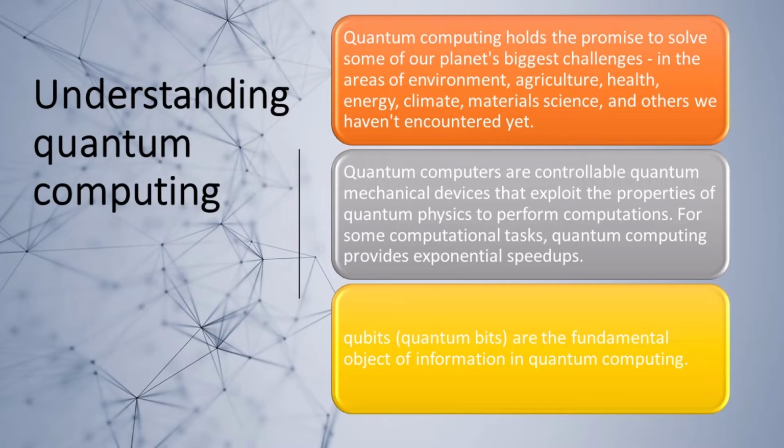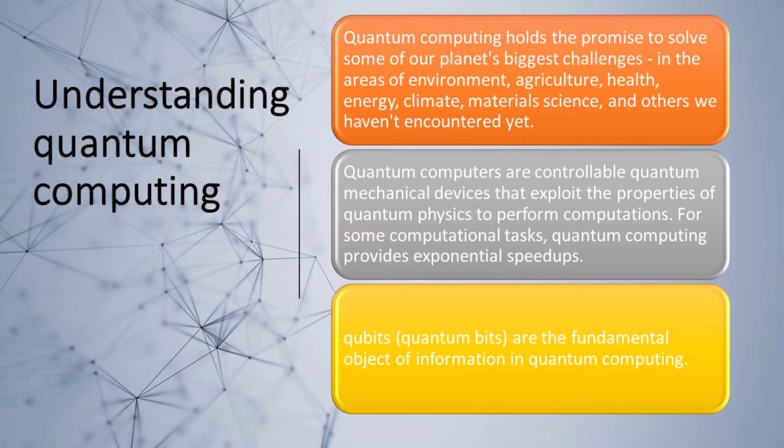Quantum computers are controllable quantum mechanical devices that exploit the properties of quantum physics to perform computations. For some computational tasks, quantum computing provides exponential speedups. These speedups are possible thanks to three phenomena from quantum mechanics: superposition, interference, and entanglement.